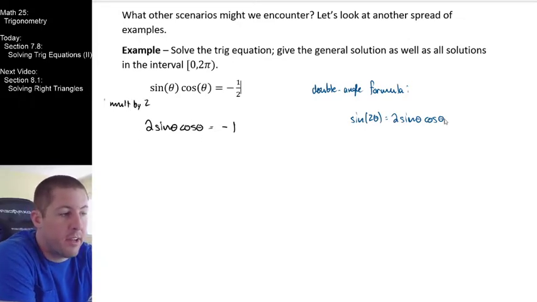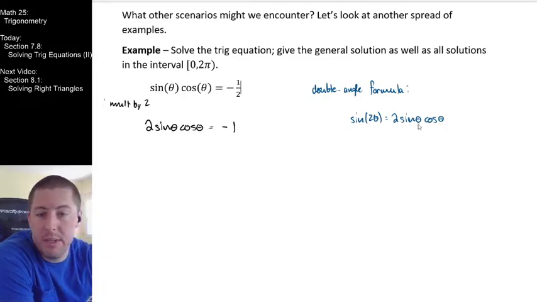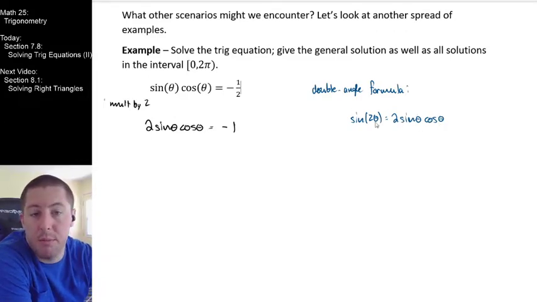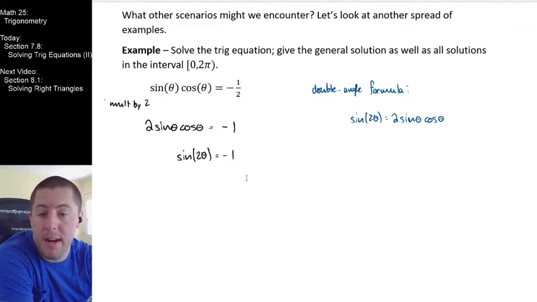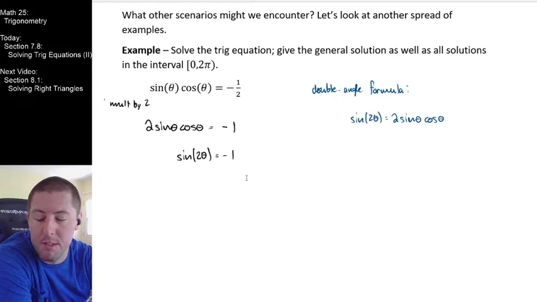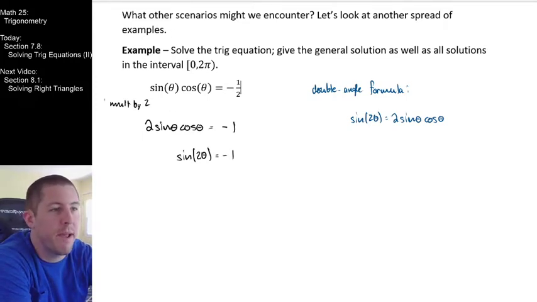Now, 2 sine theta cos theta, that's exactly the terms that we see from our double angle formula. So I'm going to be able to replace that with sine of 2 theta equals -1. Now I'm in a really good shape right here to solve, right? And now is where I'm going to make the same type of variable substitution that we've made in 7.7, a little bit different than the ones that we've been making here today.